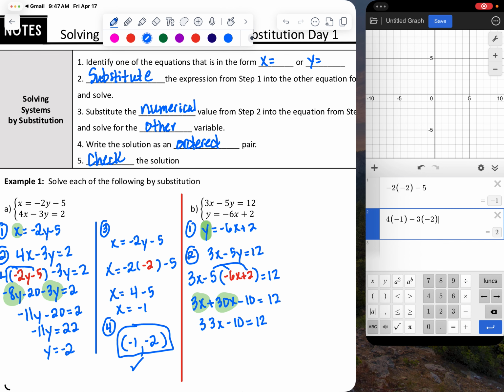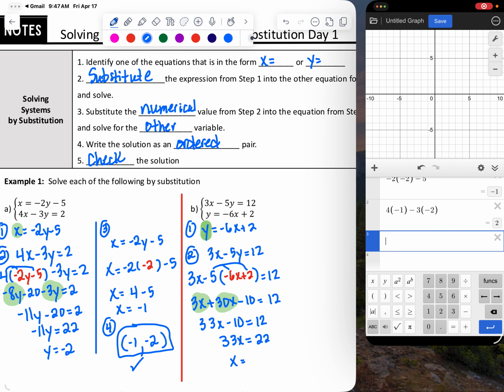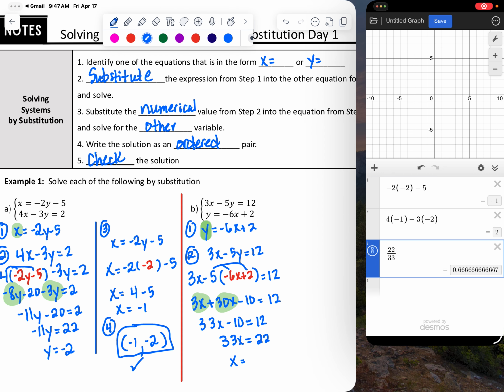Now add 10 to both sides. So 33x is equal to 22. Now, when you divide both sides by 33, on your calculator, you're going to get a decimal. Never, ever round a decimal. You want to write your answer as an exact answer, which means we have to put it in fraction form. So that would be 2/3.